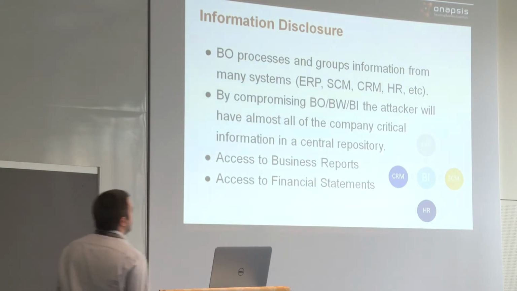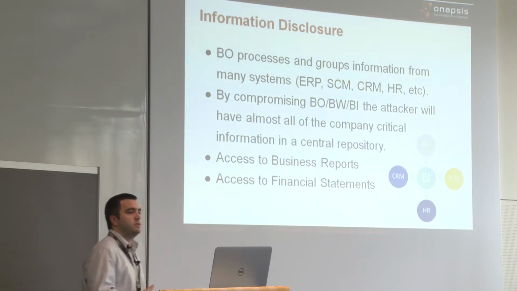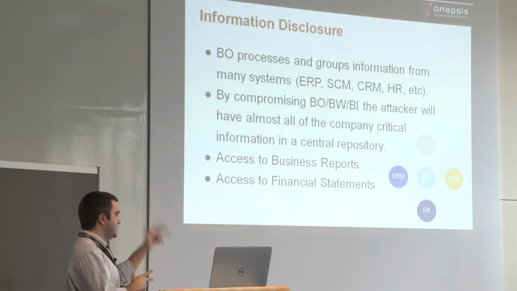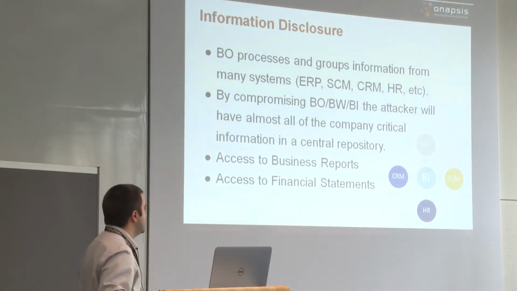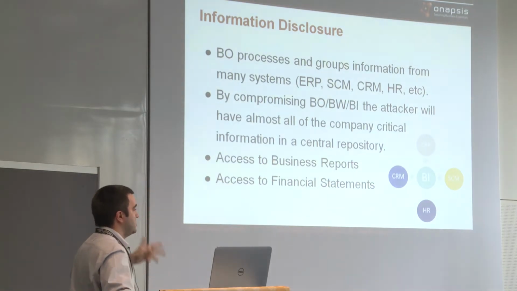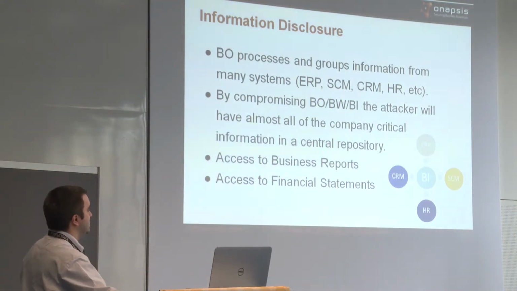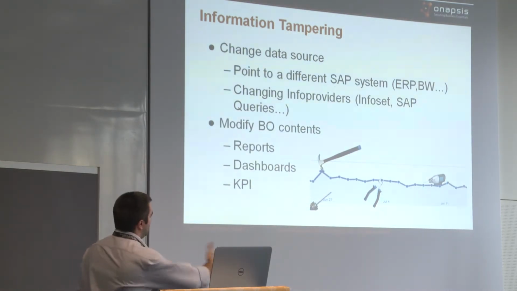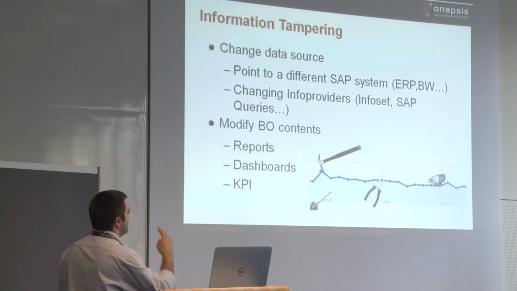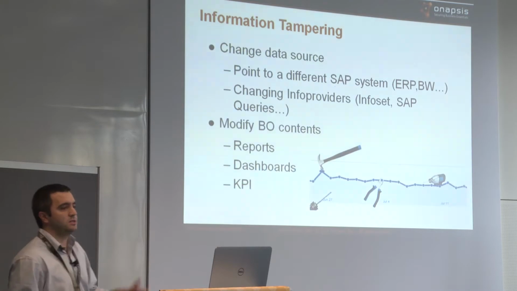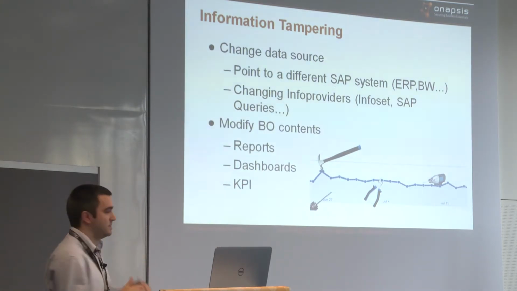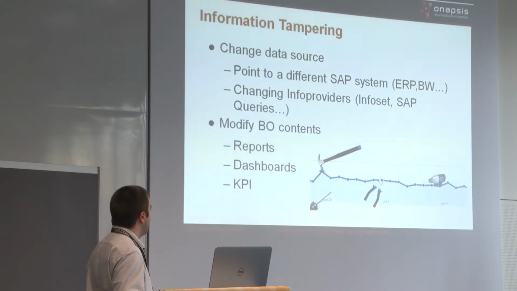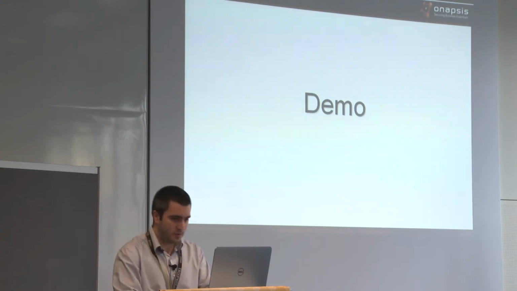In terms of information disclosure, we saw some examples like business reports and financial statements, and all this is possible because of these connections with systems like CRM, ERP, HR module, SCM. All these are examples of information. And when it comes to information tampering, I think I went through the examples already: changing info providers, info sets, the RFC function, the users, the system. All these sorts of changes would definitely affect the resulting reports. So let's see a demo.